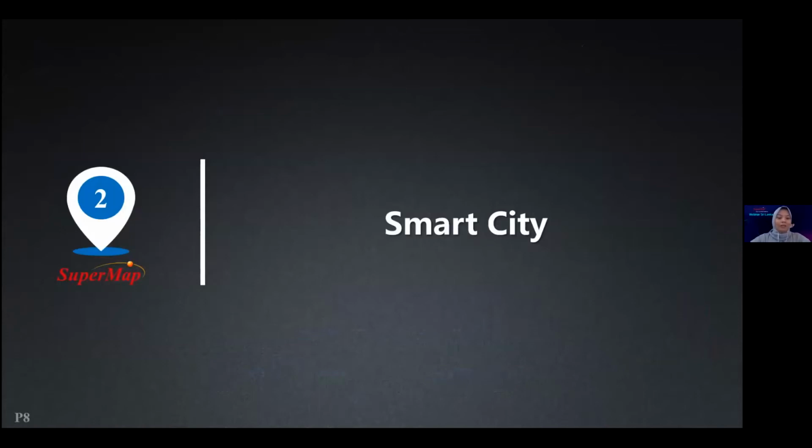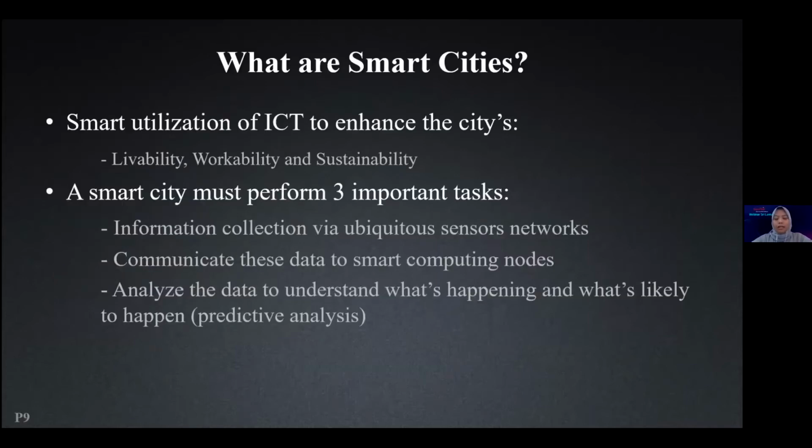Now, after elaborating the thoughts on GIS in the development of smart cities, let's discuss the basic concept of smart city itself. So what are smart cities? First, we have to know the definition of the smart city itself. Practically, smart cities are urban areas that use different types of technologies to collect data and use this data to manage assets and resources efficiently.